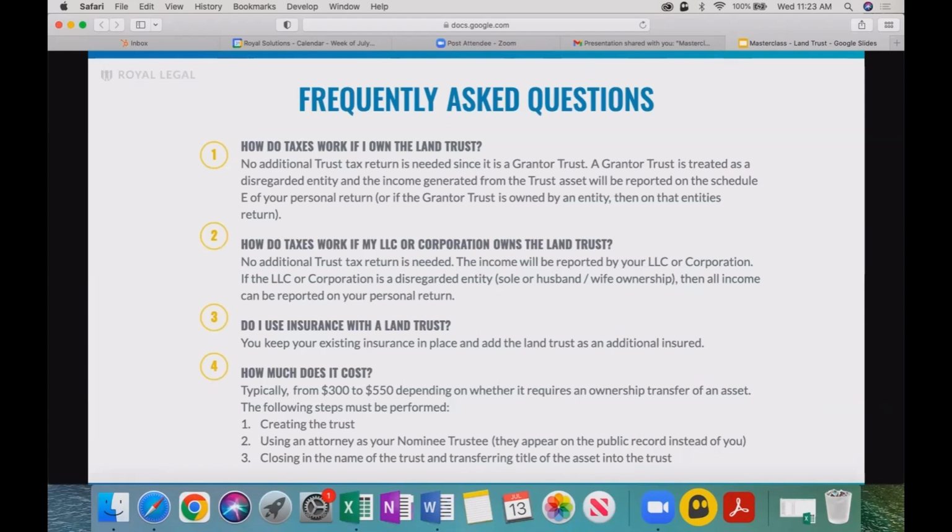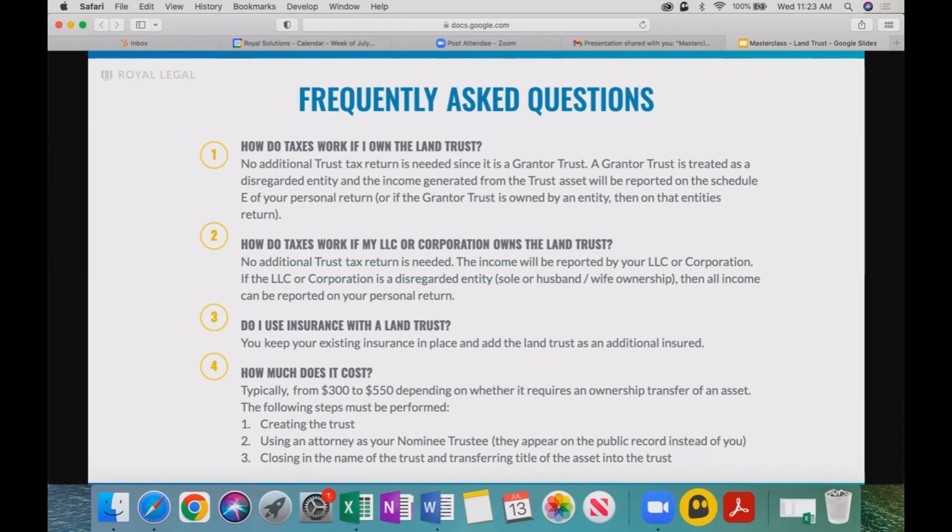And then frequently asked questions. So taxes. The land trust is a pass-through entity. It's disregarded. Generally speaking, it's always going to come back to your personal return. It could be an LLC or a corporation that owns the land trust, or it could be a DST, as I mentioned. Generally speaking, the way that we create them at Royal, the default is usually a sole proprietorship or husband and wife ownership. If that's the case, all income is just going to be back on your personal return. Now, that can change a bit if you elect S Corp or C Corp status for your LLC.